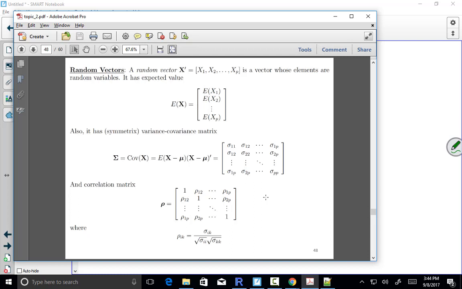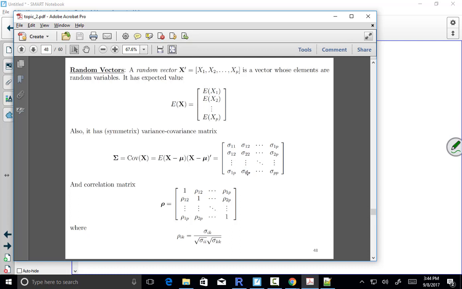The off diagonals, sigma 1,2 is the covariance between variables 1 and 2. The covariance between variable 1 and 2 is the same as that between variable 2 and variable 1. So these are actually written exactly the same because there is symmetry in this matrix.